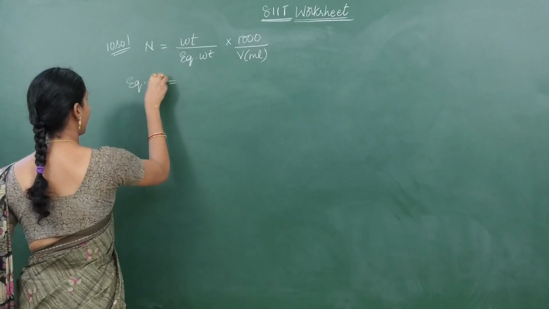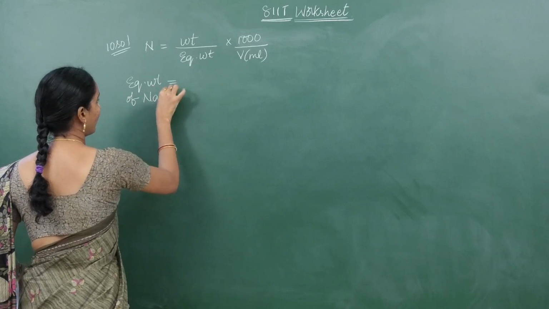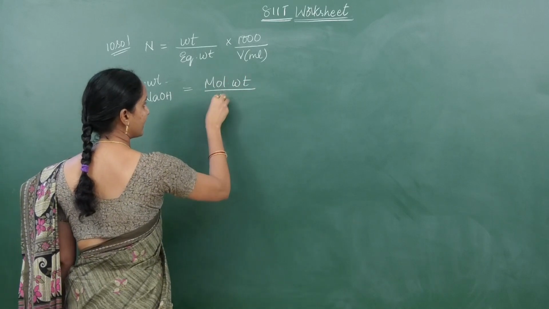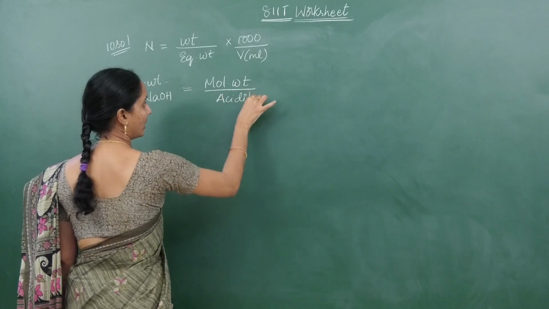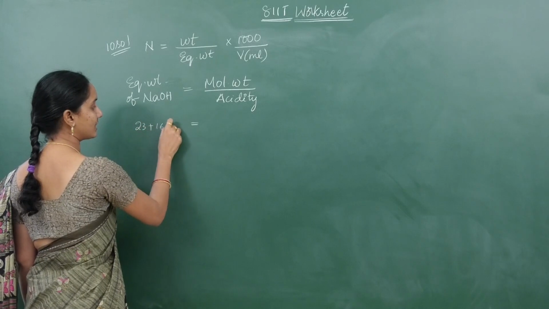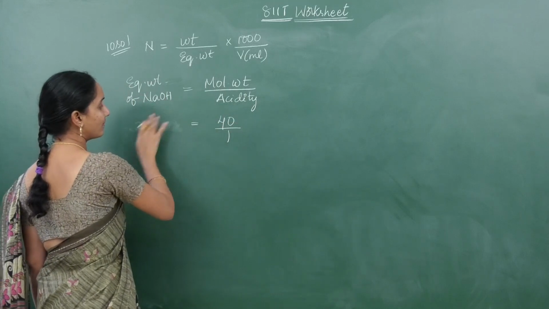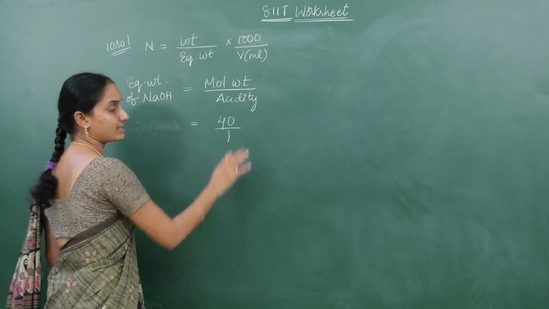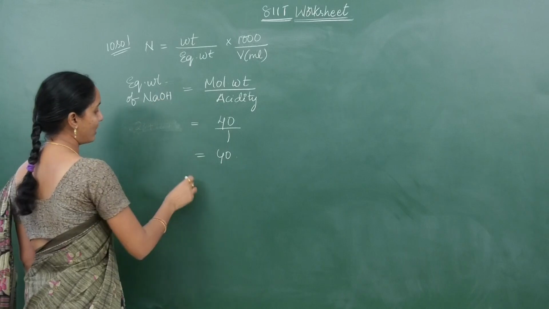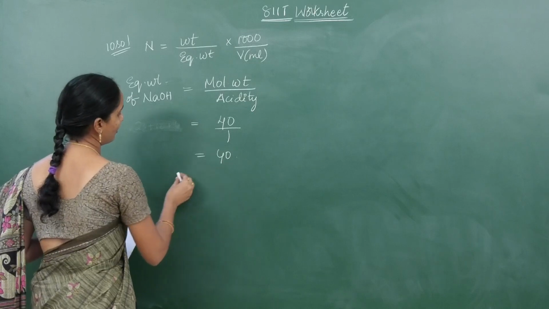So equivalent weight of NaOH you have to calculate. So NaOH is a base, so molecular weight by acidity you have to calculate. So molecular weight of NaOH is, Na it is 23 plus oxygen 16 plus 1. So total it is 40 upon 1, because it can produce only one OH minus ion. So acidity of NaOH is 1. So again it is 40, children. Equivalent weight is 40. So normality, how much is it given, children? Normality is given as 0.5.